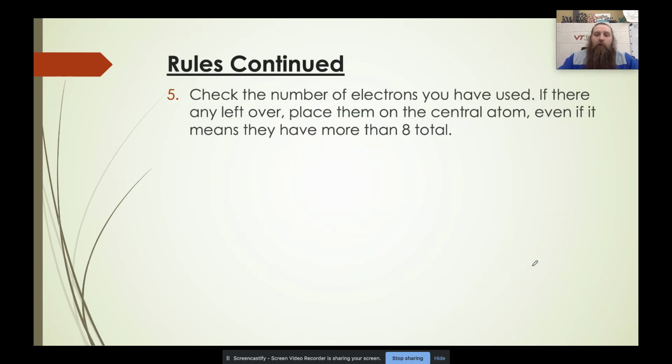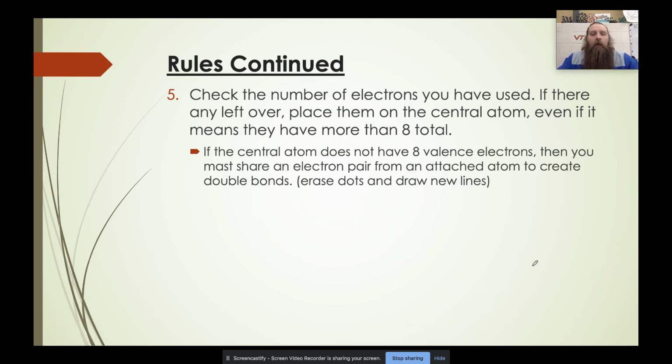Number 5, we're going to make sure we've used up all our electrons from our total list. If we have any left over, we put them in the middle, even if it breaks the octet rule. That's okay. If the central atom doesn't have 8 and you're out of electrons, then we're going to create double or triple bonds in order to share those electrons. That means we have to erase some of our dots and draw new lines.